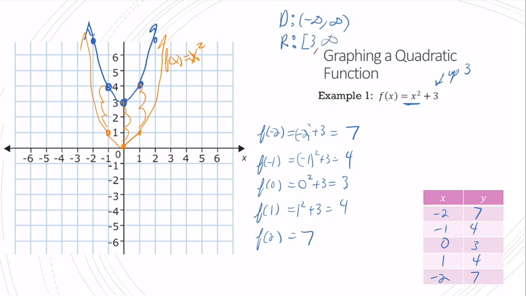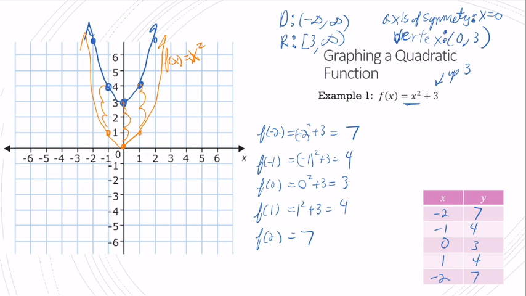My axis of symmetry is still the same, but my vertex is no longer the origin. My vertex is now when x is 0, y is 3. Those are the 4 things we should be able to label when it comes to graphing our quadratic functions.